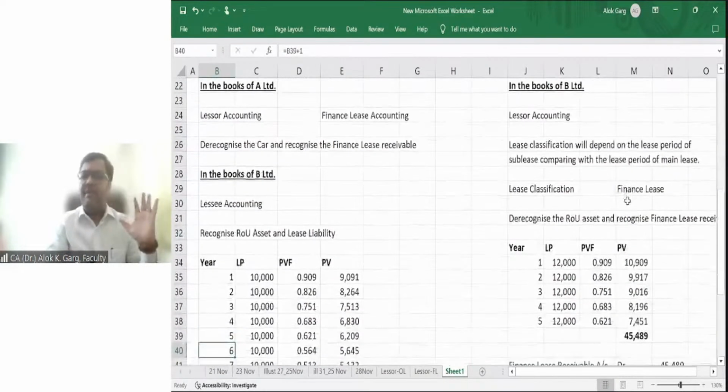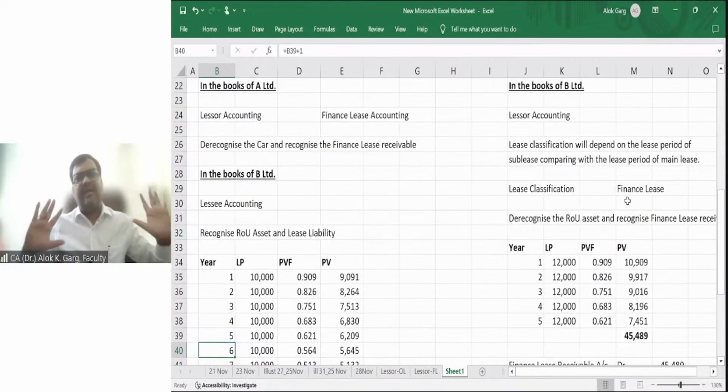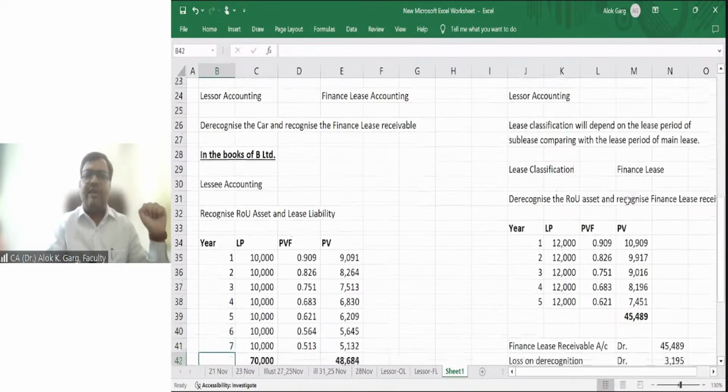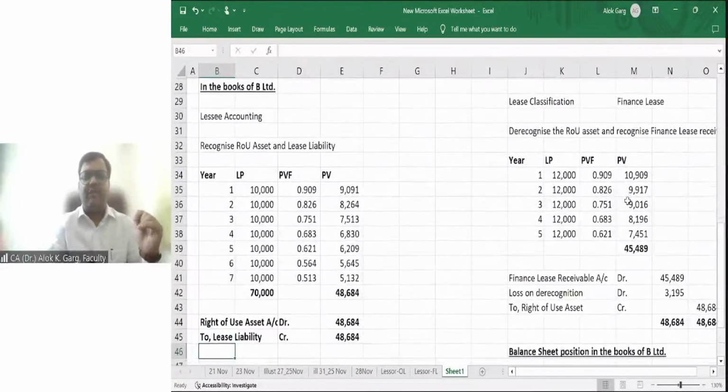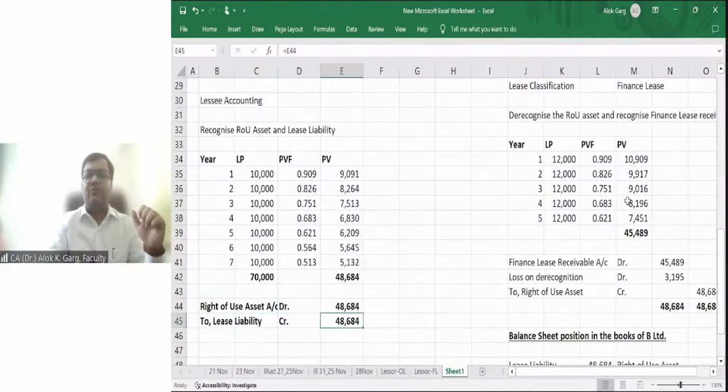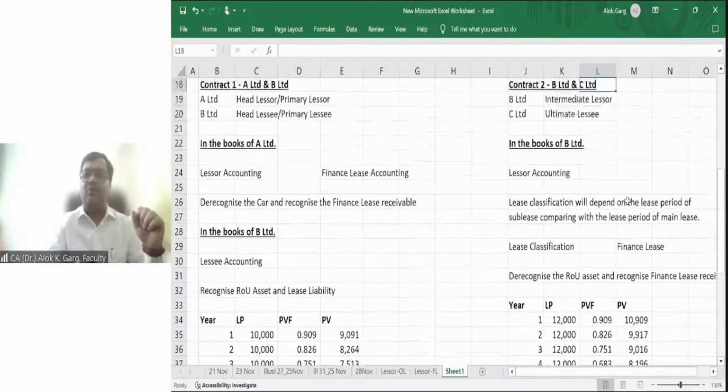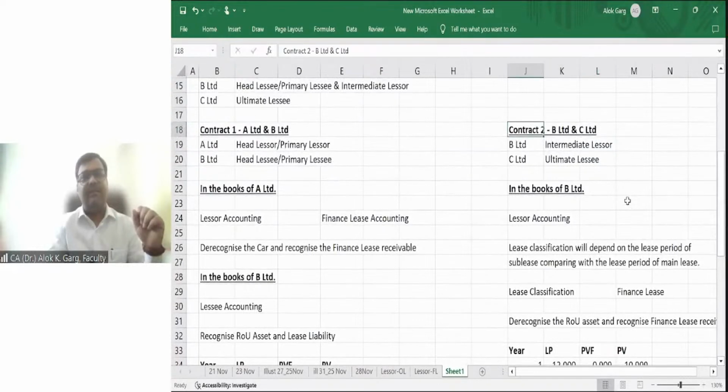In the books of B Limited, simple. In the books of the lessee, ROU and lease liability accounting will happen. Simple, right? So what I have done, I have computed the present value of lease payment. I have recognized ROU and recognized lease liability. At the same time, in contract number two, B becomes the lessor, the intermediate lessor. So in the books of B Limited, I have to do the lessor accounting because there is another contract also.